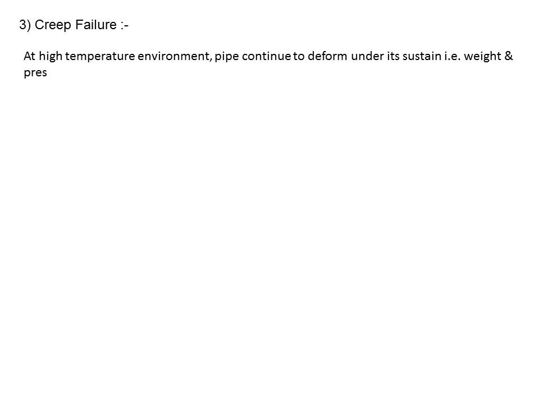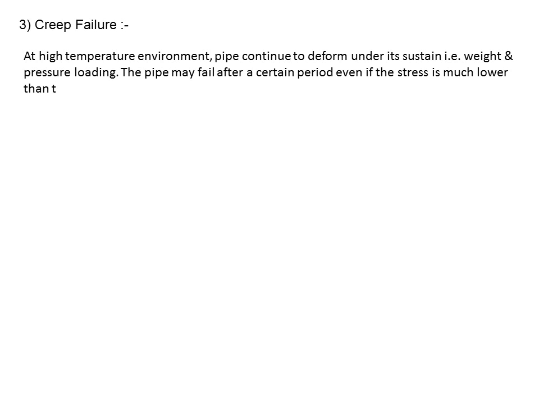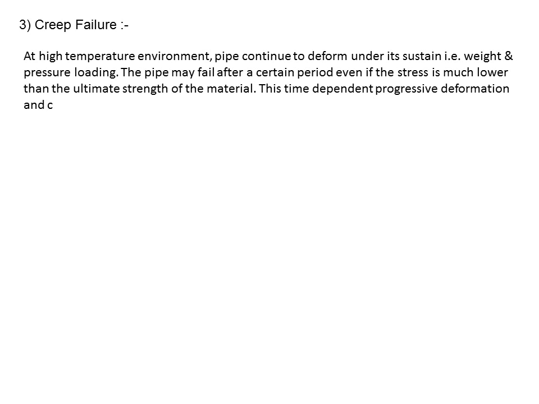Next is the creep failure. In a high temperature environment, piping continues to deform under a sustained, that is weight and pressure, loading. The pipe may fail after a certain period even if the stress is much lower than the ultimate strength of the material. This time-dependent progressive deformation and consequent failure is called creep. Creep occurs only at high temperatures.